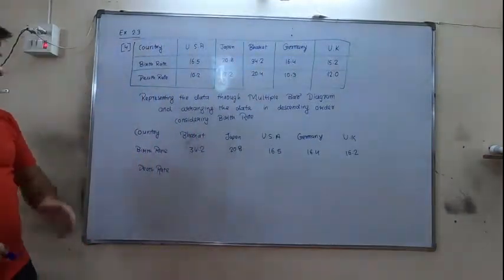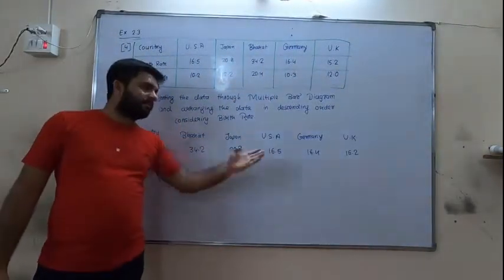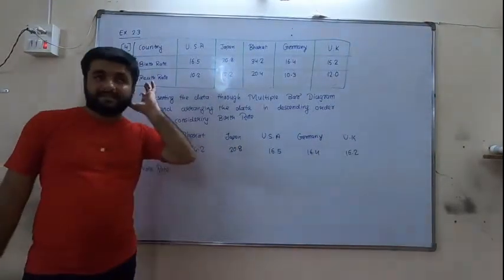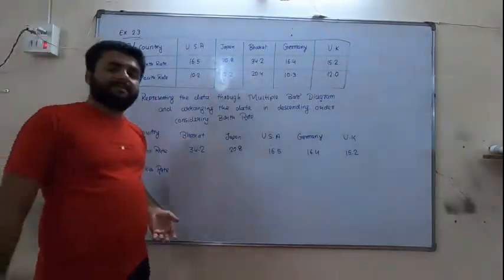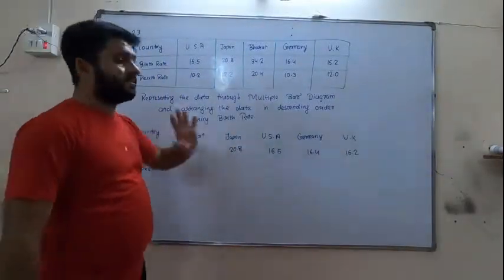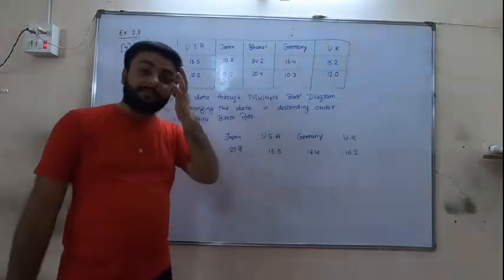So friends, we have arranged. We can arrange in ascending also by considering UK, Germany, USA, Japan, and Bharat. But in this sum, if we arrange it by descending order, then also there is not a problem. Considering birth rate, you can consider death rate also, and you can solve the sum.